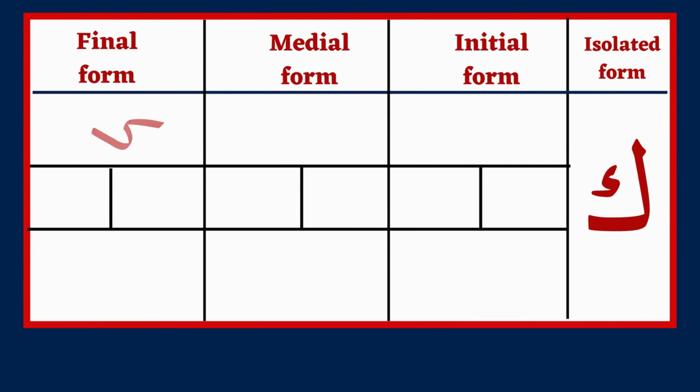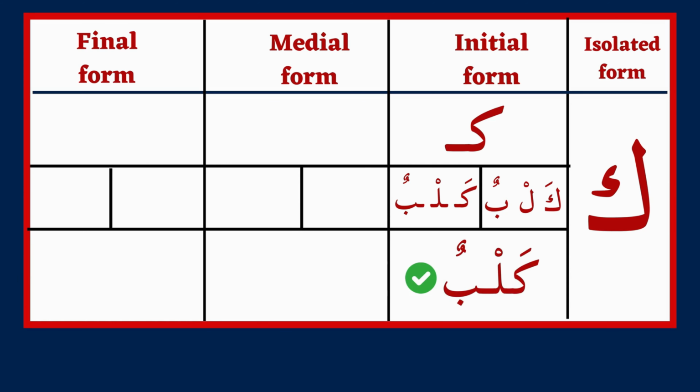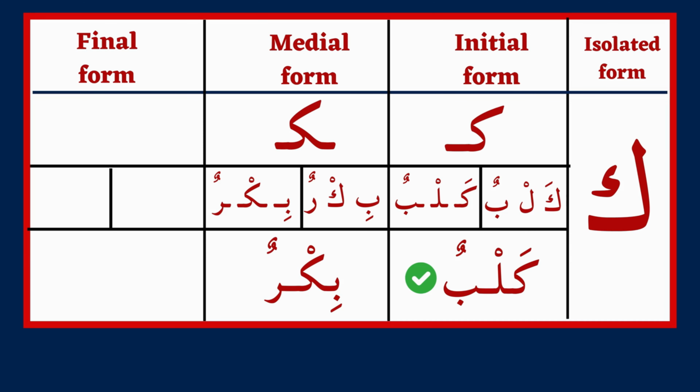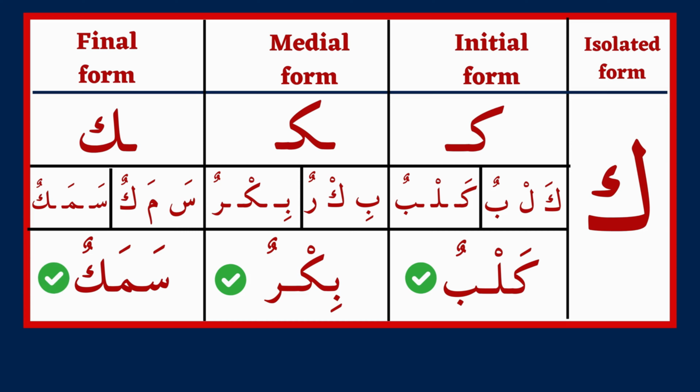Kaf welcomes connections from both right and left sides. At the start of a word, it takes the form of this, signaling its readiness for interaction. In the middle of a word, kaf adopts this pattern, staying open for connections on both sides. When concluding a word, kaf is depicted as this, indicating the end of the word.